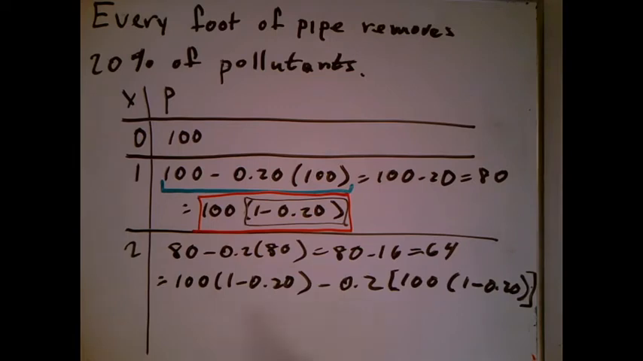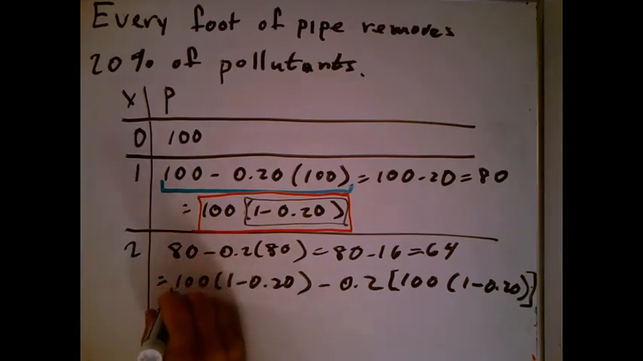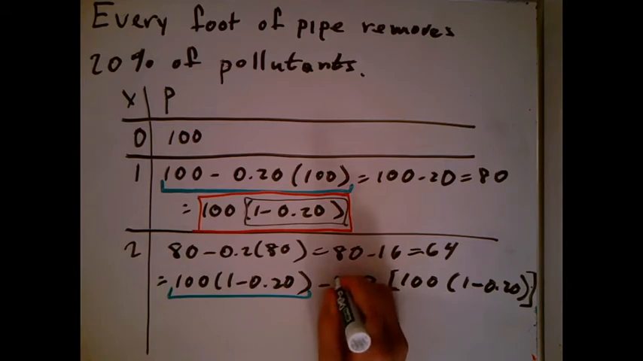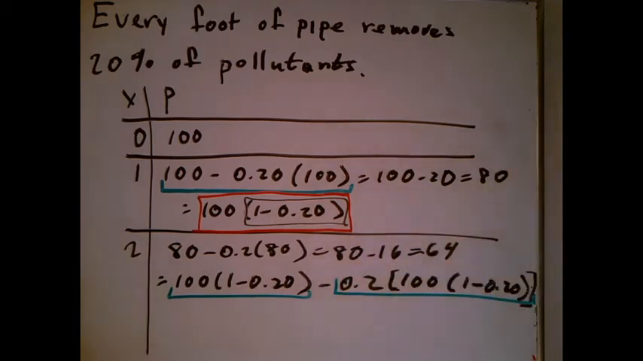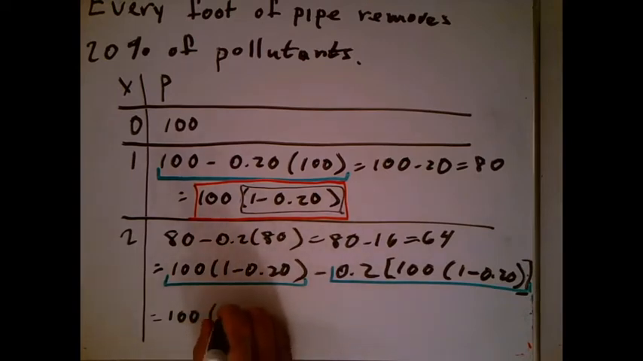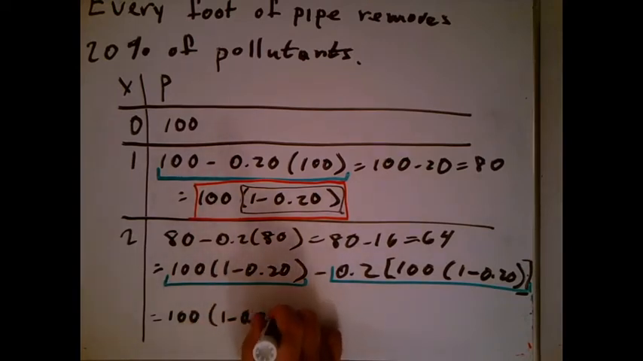Now again, that looks far worse, but I want to do the same thing I did last time. I see 2 terms. I see this one right here, and I see this one right here. And I just want to take out what they have in common, and oh boy, they have a lot in common. In fact, they both have 100. They both have a 1 minus 0.20, so we're factoring them out, which means dividing by. So I'm going to take out 100 times 1 minus 0.20, and I'm just going to try to see what's left.